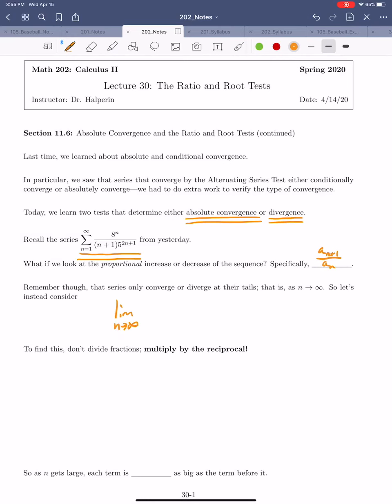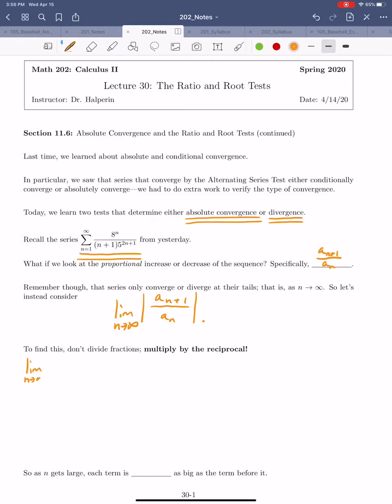And I guess if we're really concerned with proportions, we don't really care about positives or negatives either. So maybe we'll consider the absolute value of a sub n plus 1 over a sub n. And we're just going to see what happens with this limit. Before we set criteria for convergence or divergence, let's just take a look at what happens in the previous example.